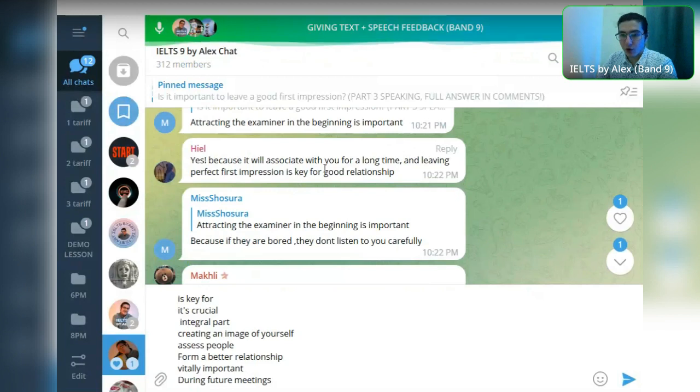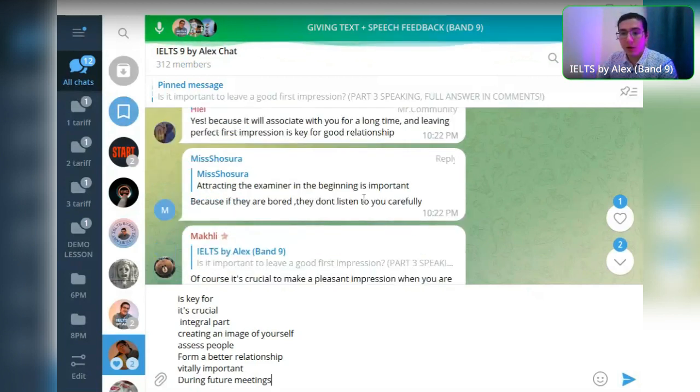Leaving a perfect first impression is key for a good relationship, because if they're bored, they don't listen to you carefully. This is not bad, but one more thing is, let's just read this all together, because I feel like you wrote one idea in 2 messages. Attracting the examiner in the beginning is important, because if they are bored, they don't listen to you carefully. Generally, this is nice, but I feel like it's a bit short. So what I would add is more stuff at the end, something like they don't listen to you carefully, and it's important. It's important to leave a good impression.